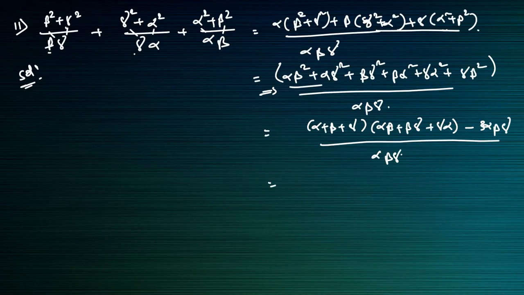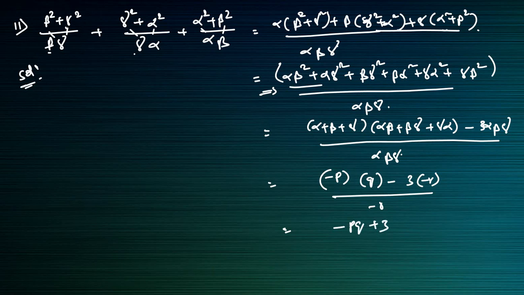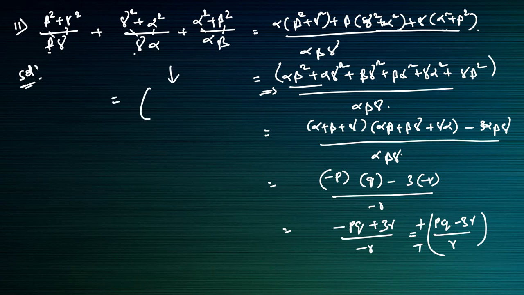And now here alpha plus beta plus gamma is equal to minus p, already we know, and alpha beta plus beta gamma plus gamma alpha is equal to q, and minus 3 alpha beta gamma is equal to minus r, divided by alpha beta gamma, which is minus r. So it will become minus p into q plus 3r divided by minus r. I will take minus common, so it will become pq minus 3r divided by r, because minus r divided by minus r cancels. So the solution is pq minus 3r divided by r. Now this is the answer of the second one.